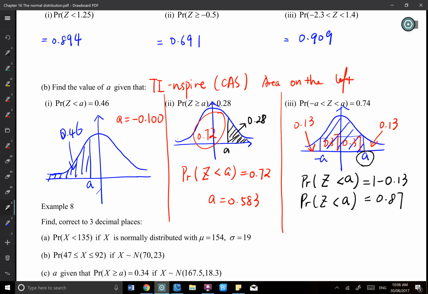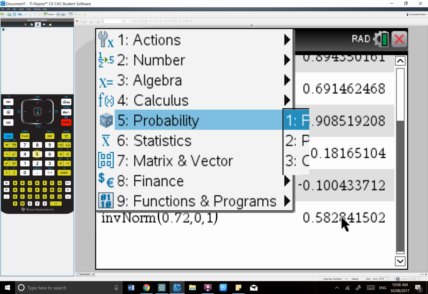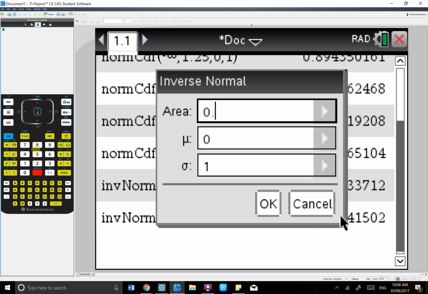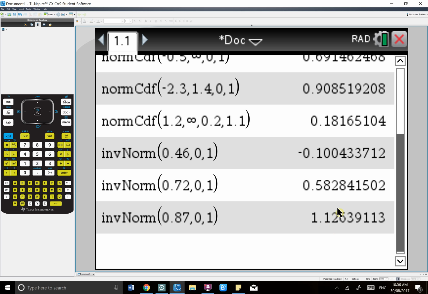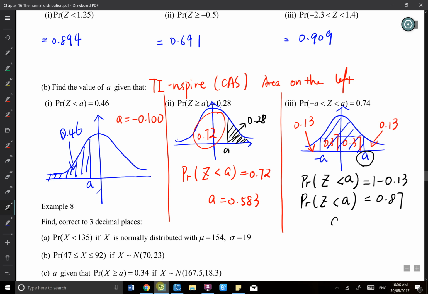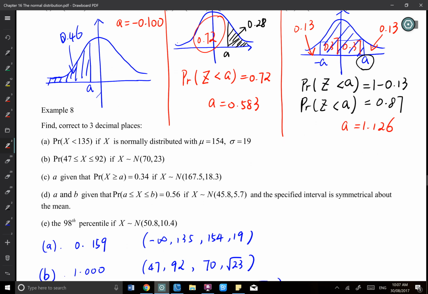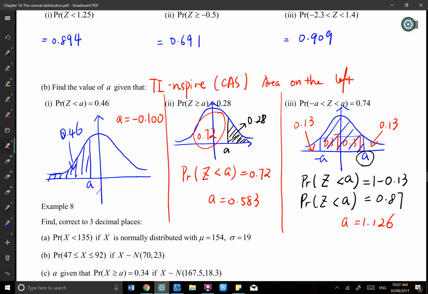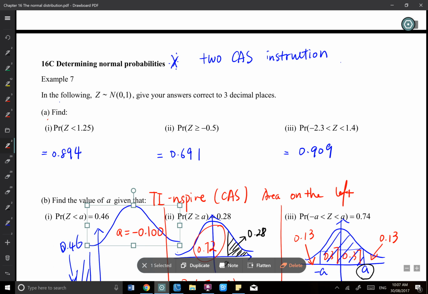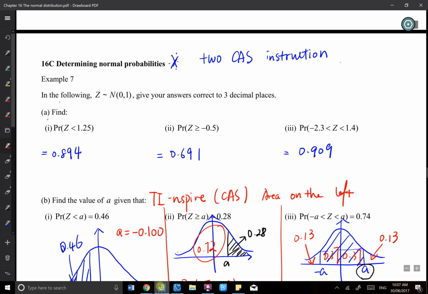Try it in the calculator by yourself. So we put that into the calculator, 0.87, and still mu and standard deviation is the same. Press OK, it is 1.126. So A is 1.126. That is the idea of this exercise. C is actually a very easy exercise, it's just the use of calculator.